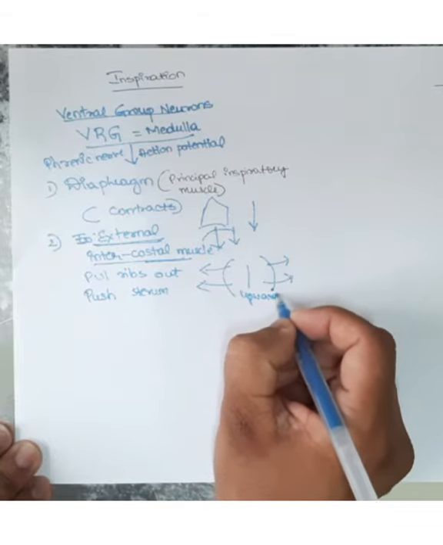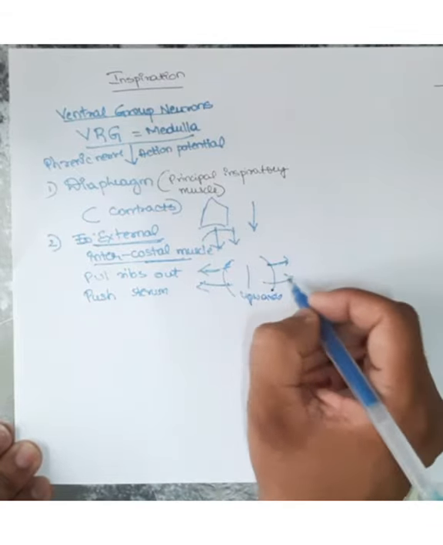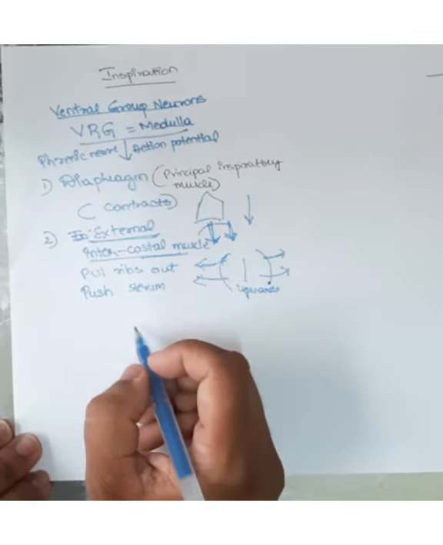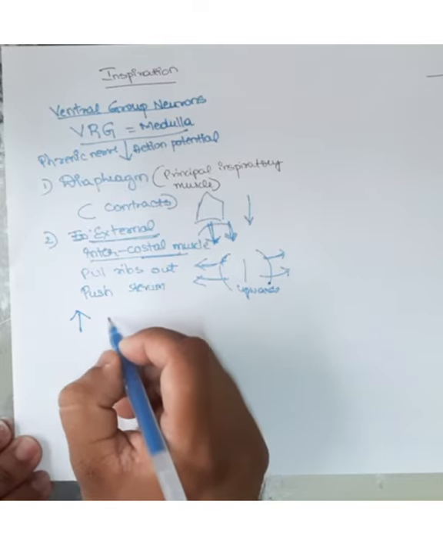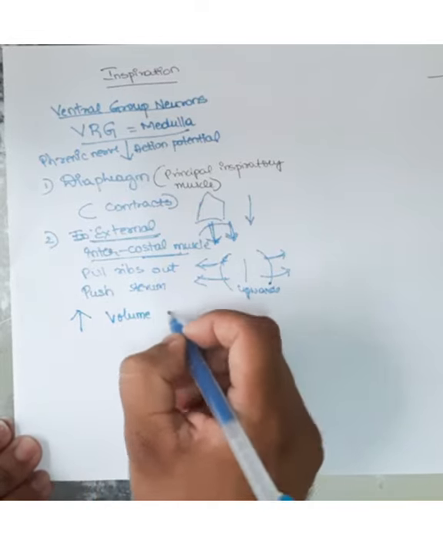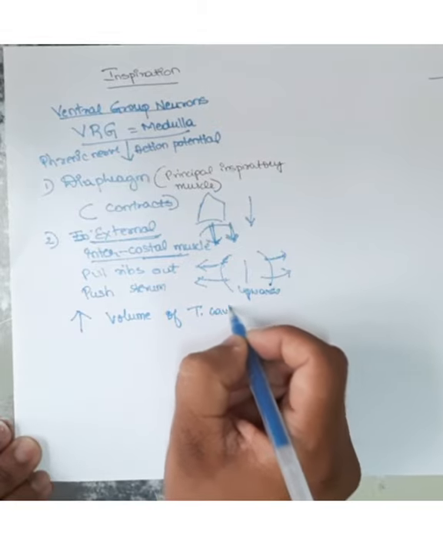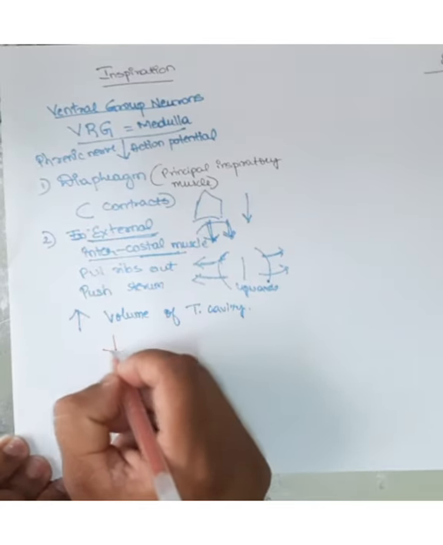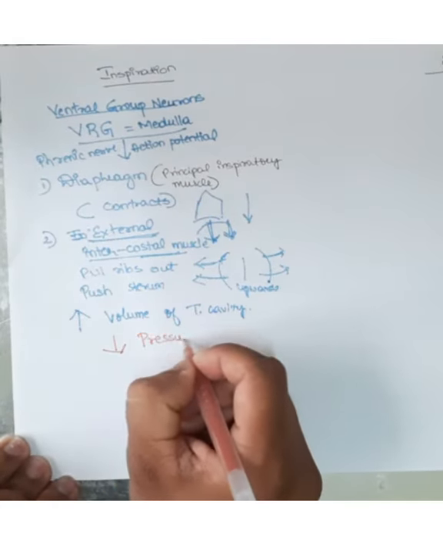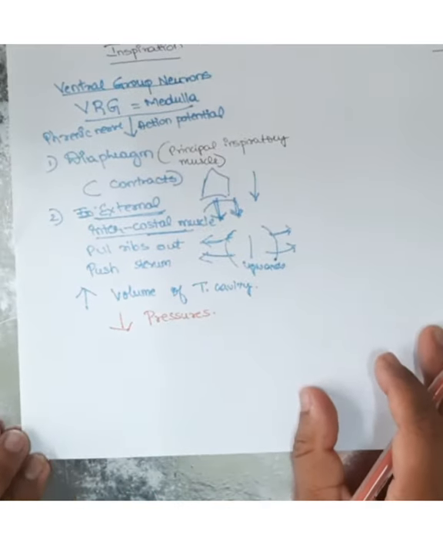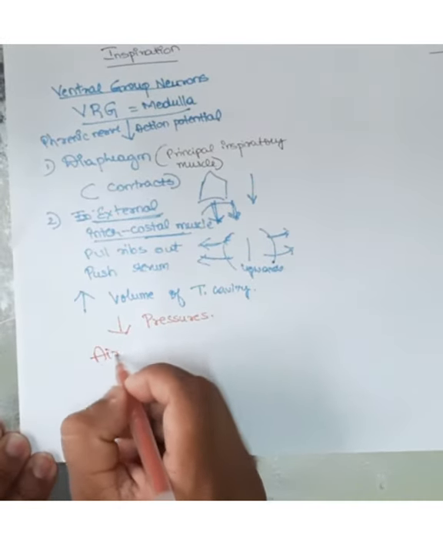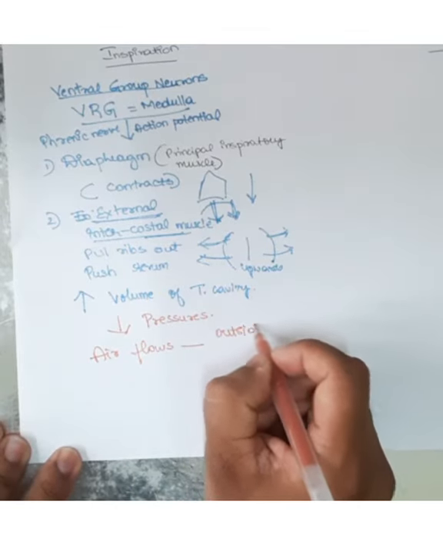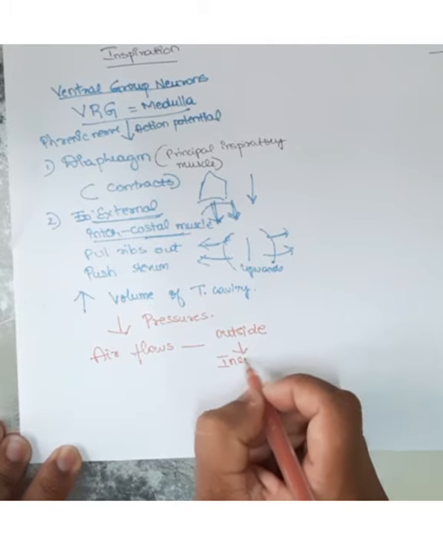The upward pushing of the sternum, sideward pulling of the ribs, and also downward pulling of the diaphragm, all these will increase the volume of the thoracic cavity. So what happens when there is increased volume? According to Boyle's law, pressure decreases. So what happens when the pressure decreases? The air flows from where to where? From outside, that is the environment, to the inside.